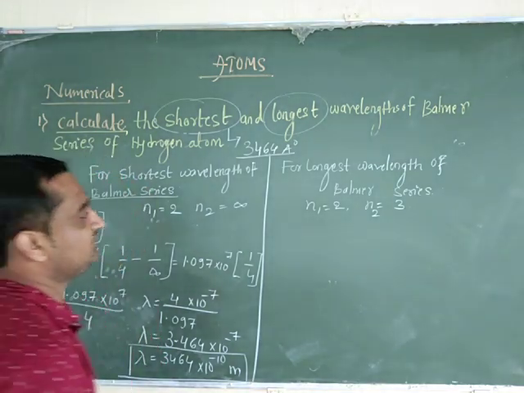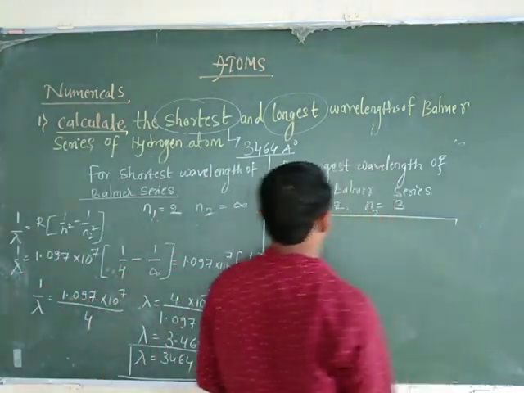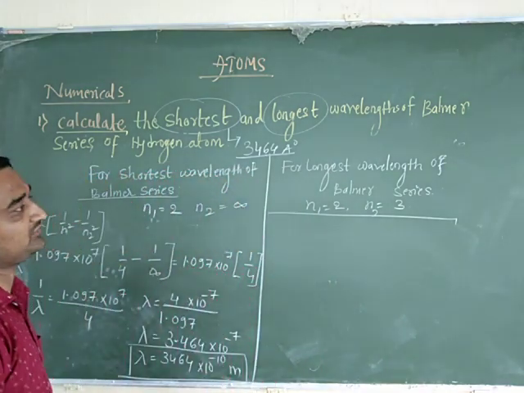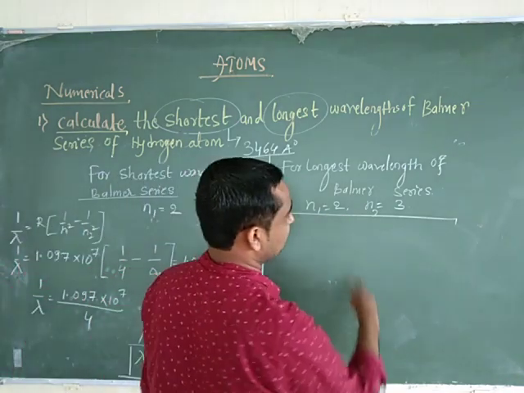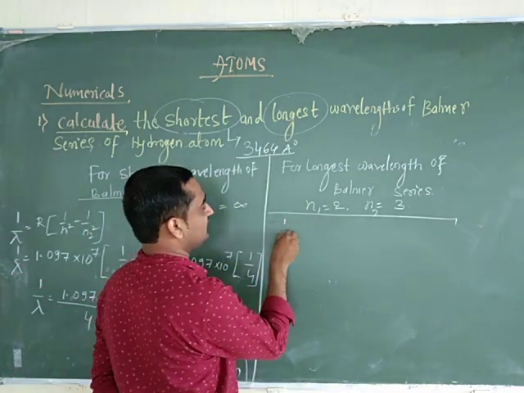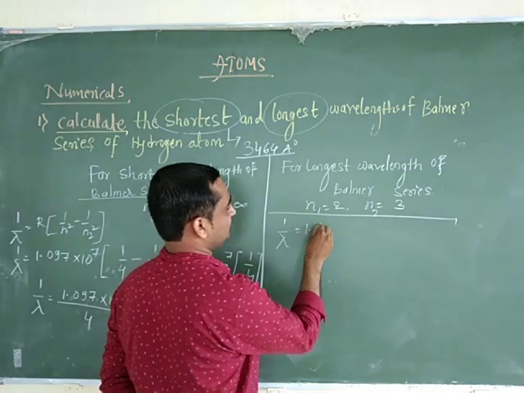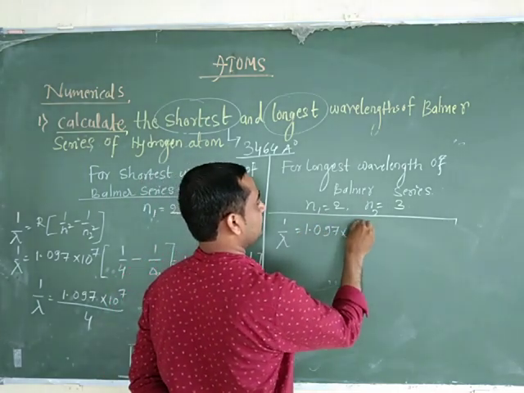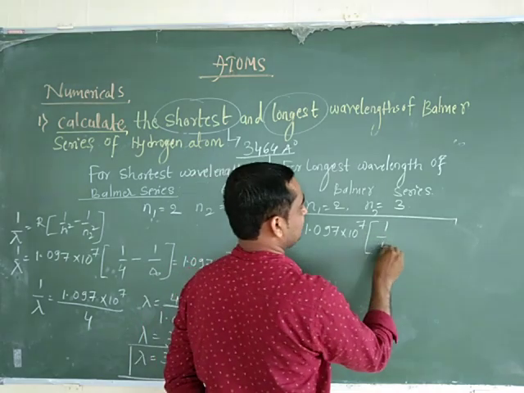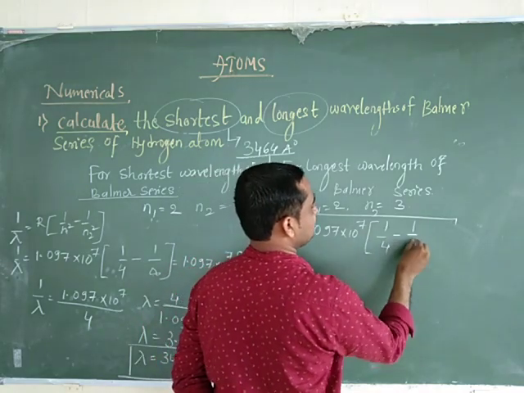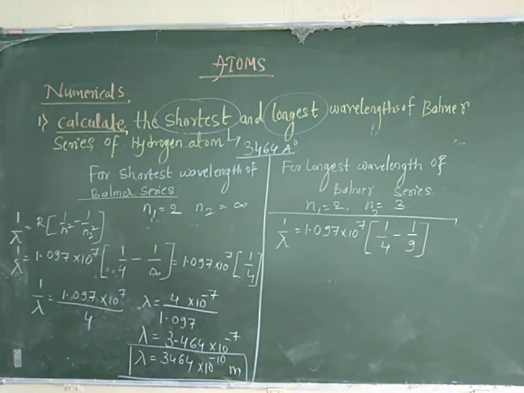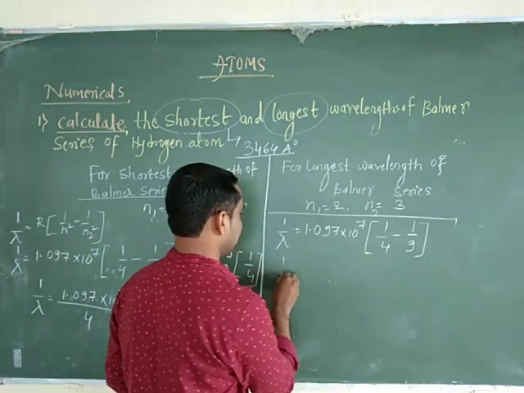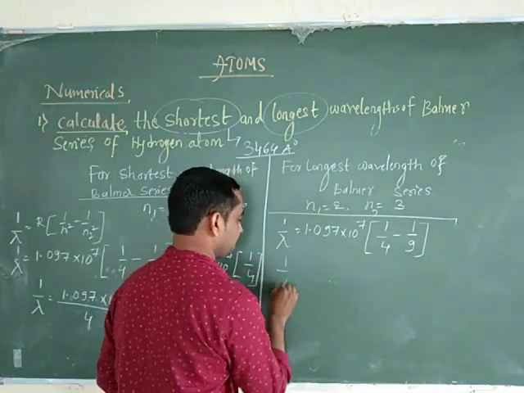Now let us similarly solve for the longest wavelength of the Balmer series. In the same way, N1 is equal to 2 and N2 is equal to 3. Therefore, 1 divided by lambda is equal to R, whose value is 1.097 into 10 to the power 7, into 1 by 4 minus 1 divided by 3 square, which is 9. So 1 by 4 minus 1 divided by 9. You have to solve this bracket. What value will you get here?